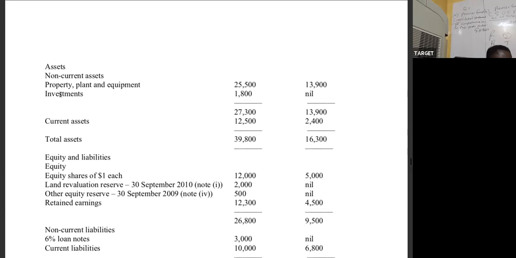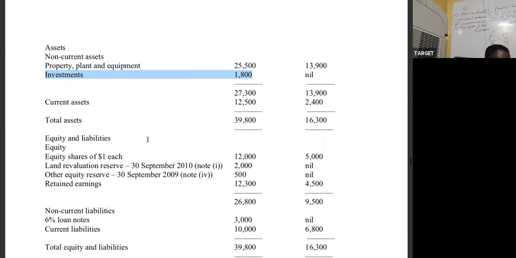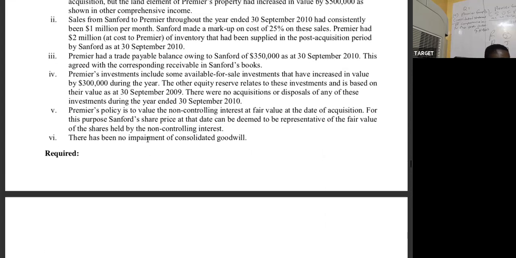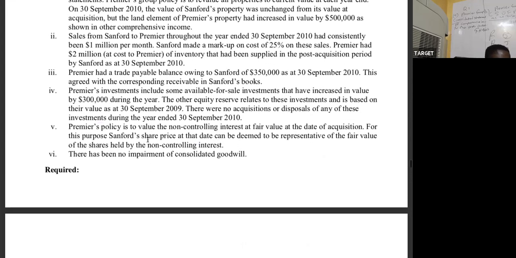Okay, so the investment in here, this investment has increased. So add the 300 to the 1,008, you get 2,100, and that is what you will include in the new balance sheets, or how you treat the investment. That is all. Let's go to note 5.